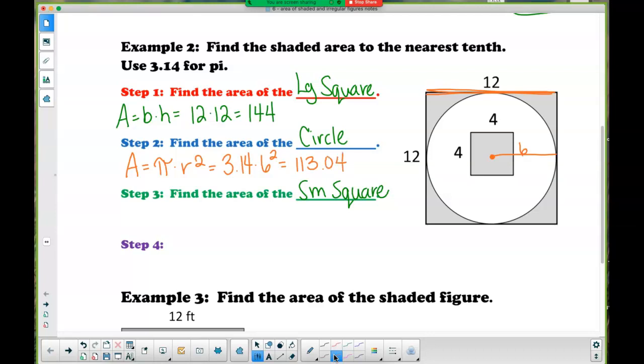And then how about the small square? How do we find the small square? Area equals base times height. What's the base and the height of the small square, Caleb? 4 times 4. Okay, now that's great. We have these 3 numbers. What do I do with them? What do we do with those 3 numbers?